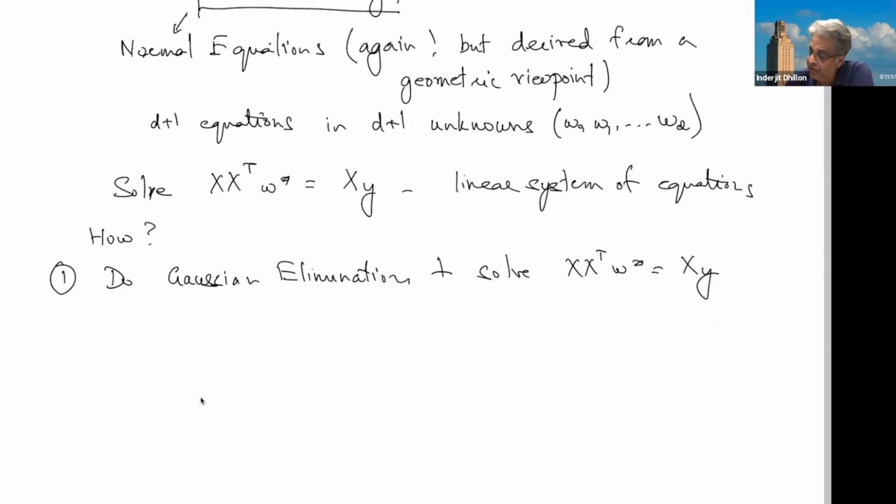Well, to do this, you first need to form the matrix XX transpose. Let me call that matrix A. How many operations does that take? Well, it's a D plus 1 by N matrix, and I'm multiplying it, right? You can convince yourself that that'll take order D squared N operations.